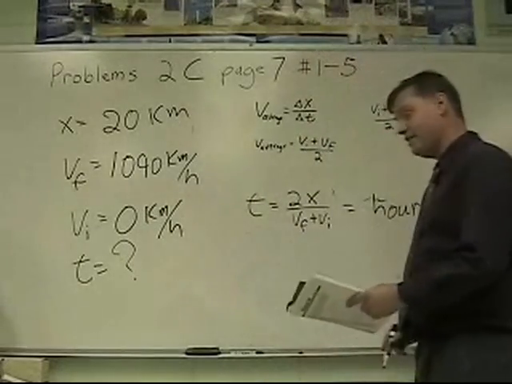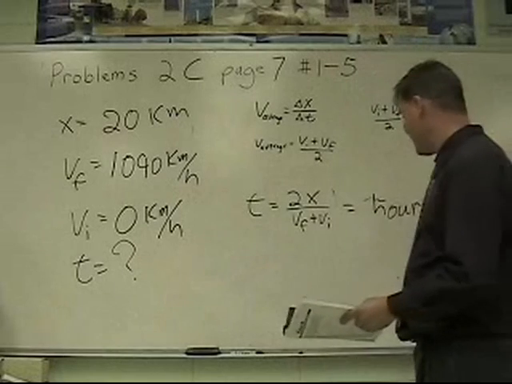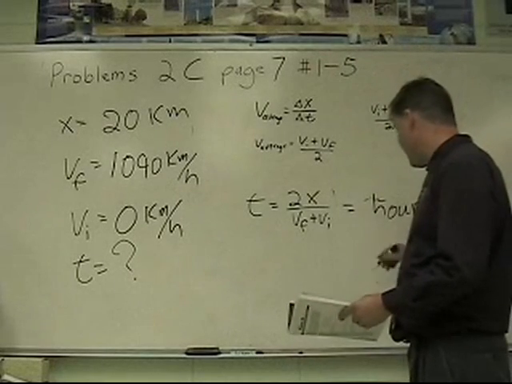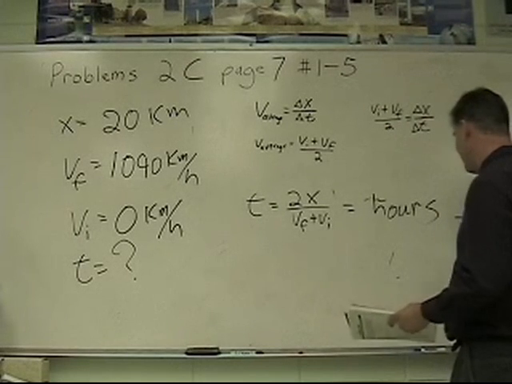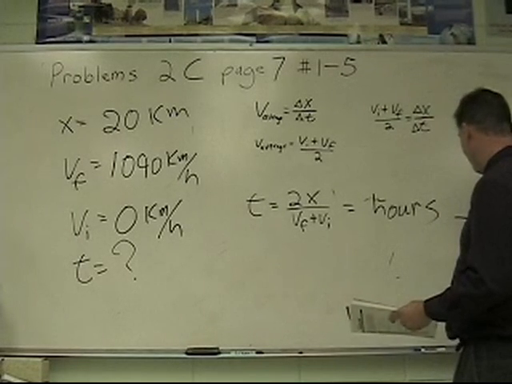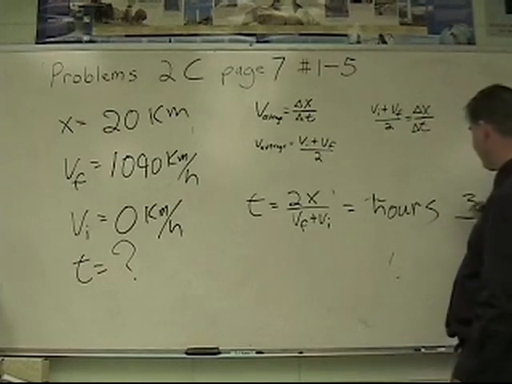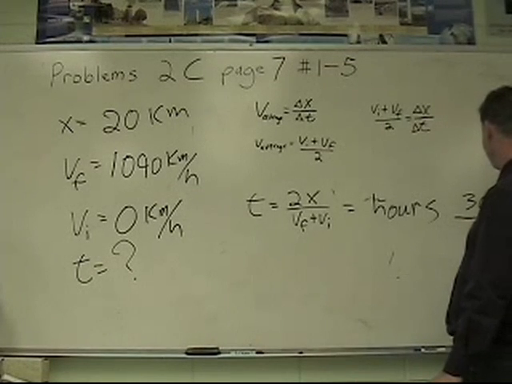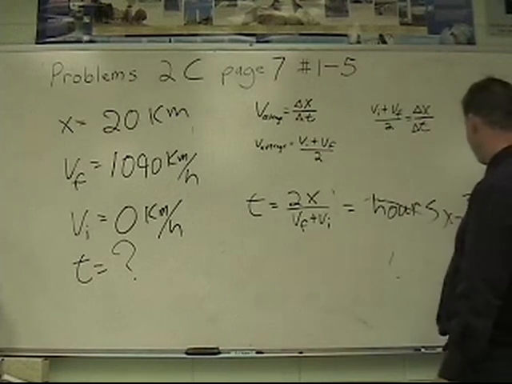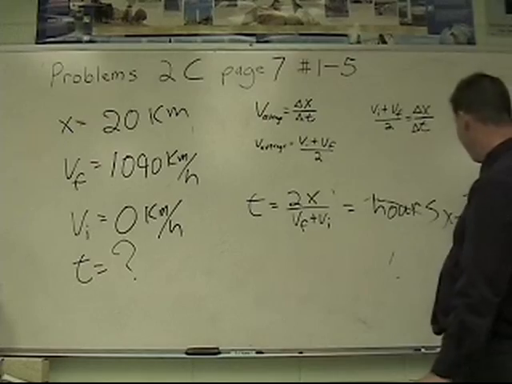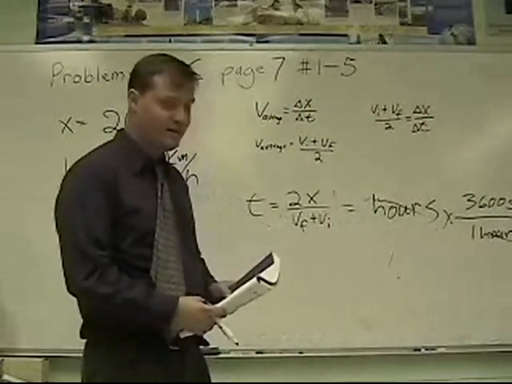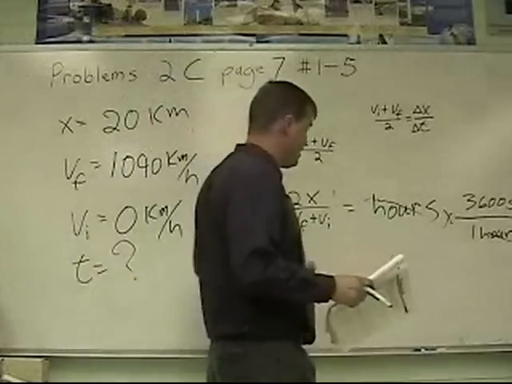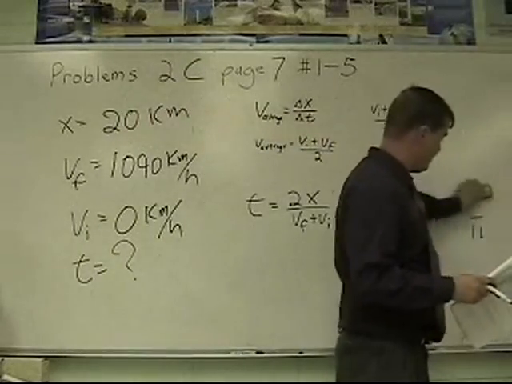You can convert this to seconds by taking your hours and multiplying by the conversion factor: 1 hour is 3,600 seconds, so that hours cancels out. So you multiply by 3,600 and you'll end up with the amount of seconds that it takes, if you wanted to do that.